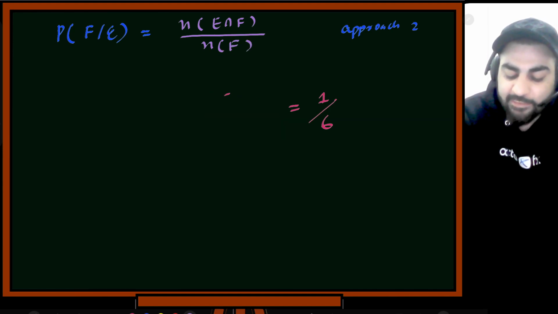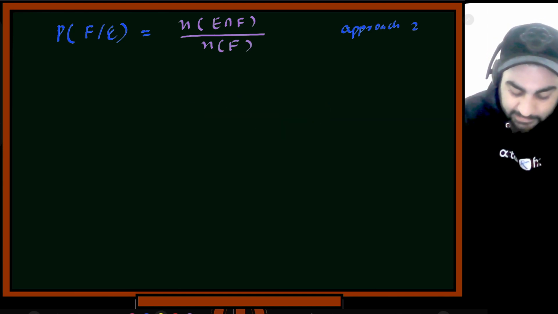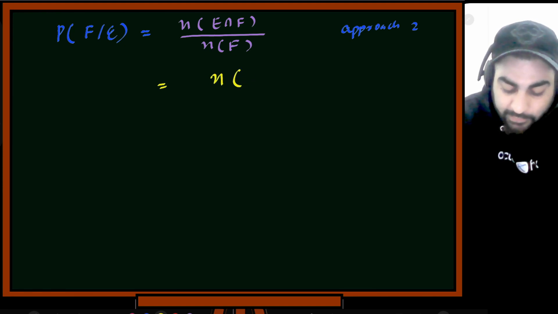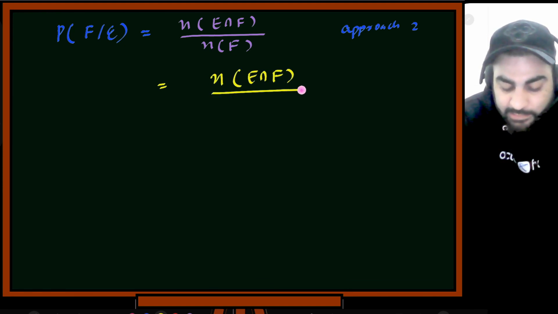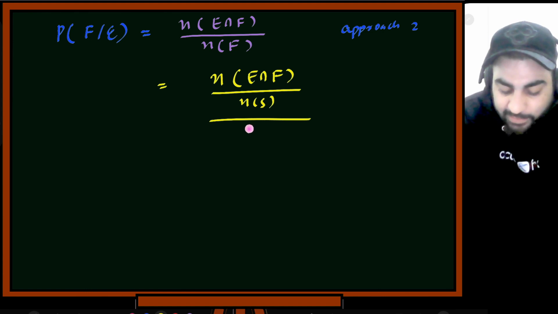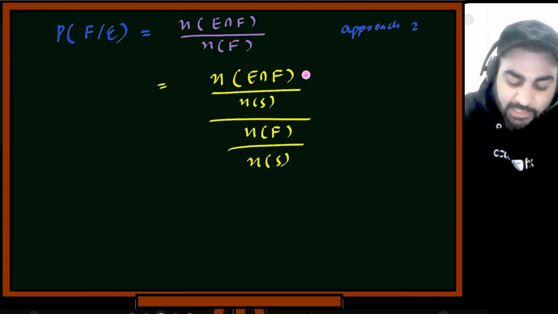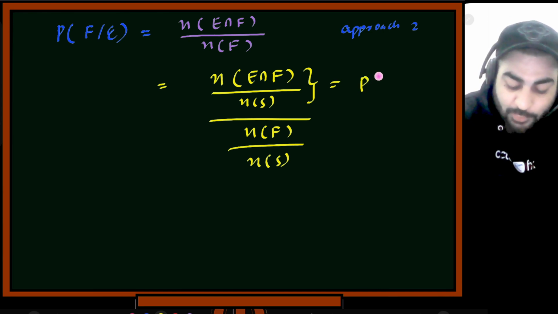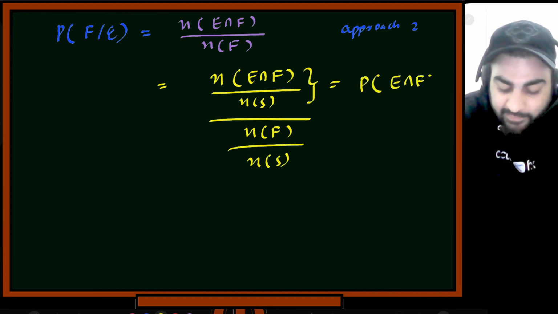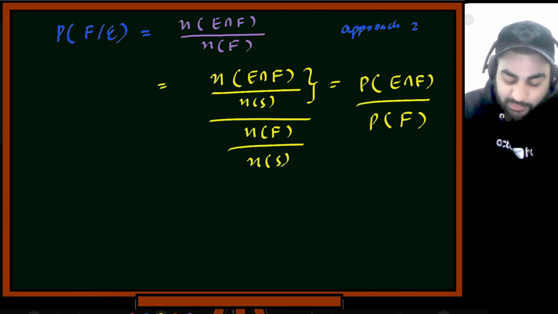Now I can divide it by the sample space. I can write it like this: number of elements divided by number of elements in sample space, divided by number of elements in F divided by number of elements in sample space. The upper portion I'll call probability of E intersection F, divided by probability of F. How many of you understood? This is approach three.